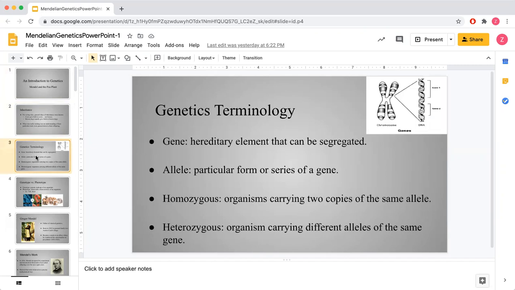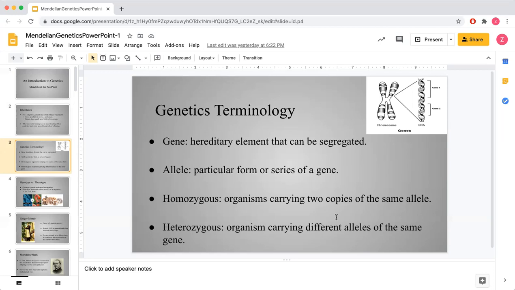Let's examine some genetic terminology before we proceed. A gene is just a hereditary element, something that's passed on to offspring, and it can be segregated. So there's a gene for every particular feature in your body, if you're talking about humans. And we talked about chromosomes with the coiled DNA and how certain bands have different genes on them. Now, an allele is a particular form or series of a gene. So a gene might have an allele for brown hair, or it could have an allele for blonde hair.